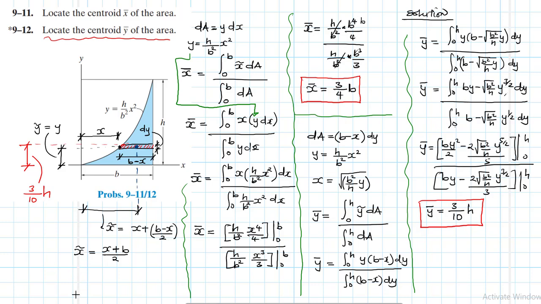Great. I think this is about it. And then we have at the bottom there, what did we find? We found something like this one, which is our x bar, which is 3/4 b. This is our x bar. This is our y bar. All right. I think this is about it.